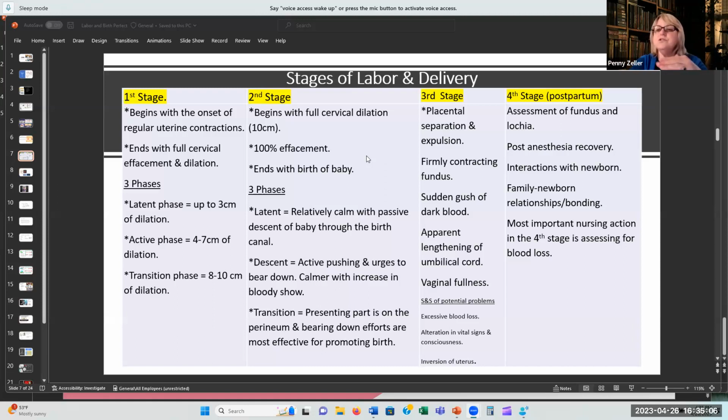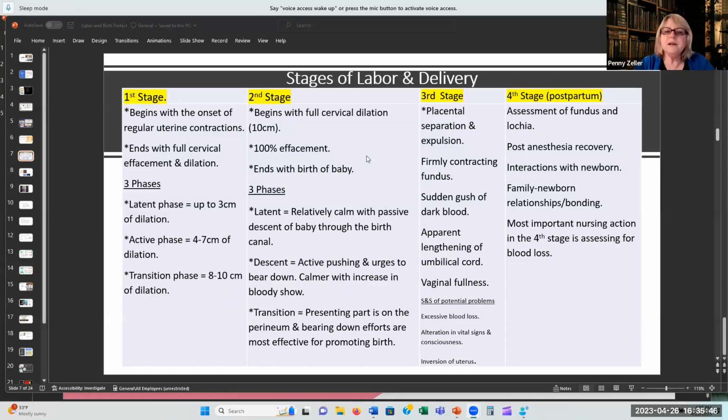During the transition phase into the second stage, there's a relatively calm descent of the fetus. So there's a latent phase in stage 2. Stage 2 ends when the baby is born. Sometimes this can take a couple hours to completely descend and to navigate through the canal. There's no hurry.